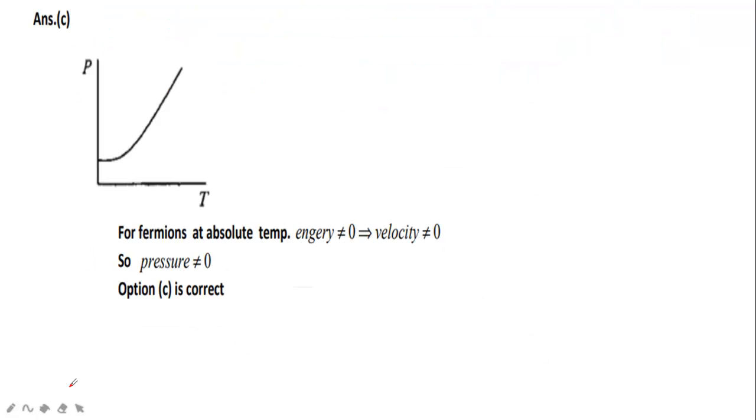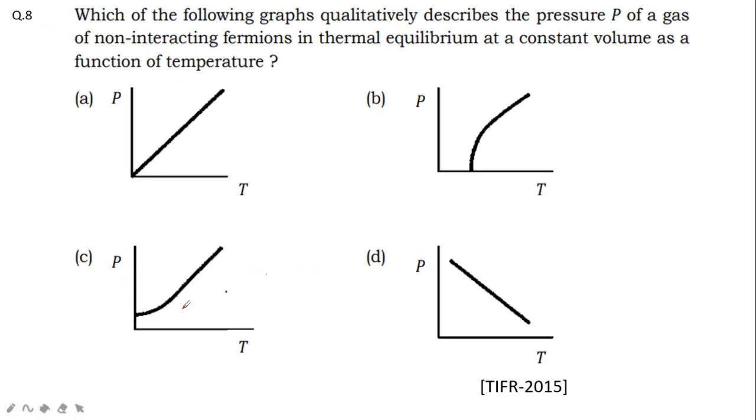So, with these graphs, we can conclude that option C will be the appropriate one, because for fermions at absolute zero temperature, energy is not equal to 0, even velocity is not equal to 0. And when energy is not equal to 0, pressure is also not equal to 0. So the graph cannot start with 0. So this should not be the correct one. Again, here pressure is also 0. This should not be the correct one. And in this, pressure is decreasing, so it is also not the right option. So the right option will be option C.